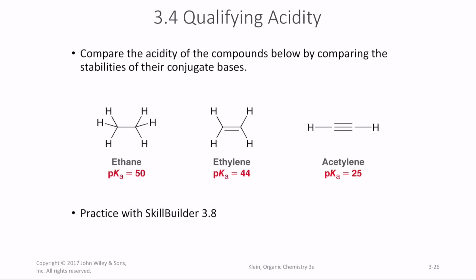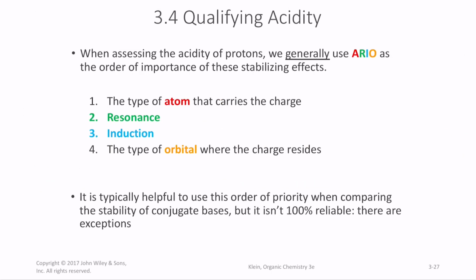Next, let's compare these three. Notice the pKa values of the compounds with the same number of carbons but different hybridizations. Ethane has sp3 hybridization and has the least acidity. Ethylene has sp2 hybridization and has moderate acidity, but acetylene has higher acidity in comparison to both the others because of the presence of the sp orbital. So when assessing the acidity of protons, we use this method of ARIO, in order of importance of these stabilizing effects.